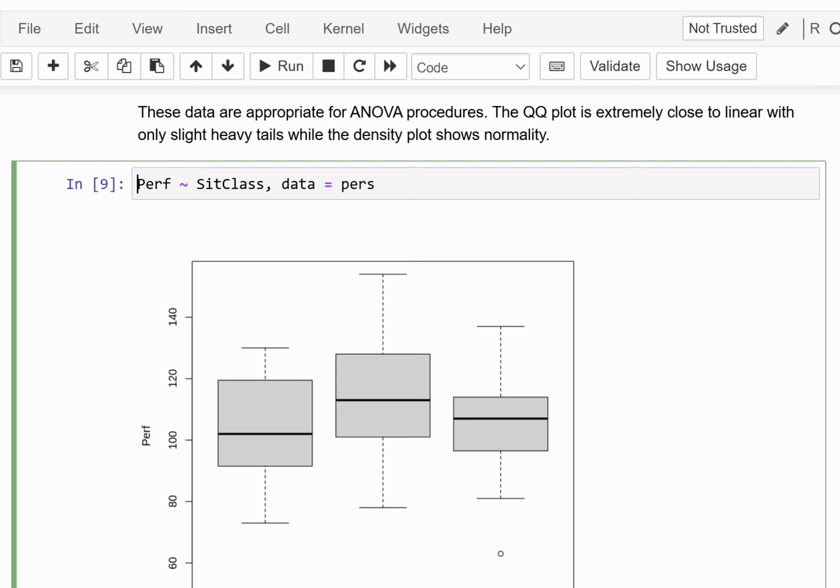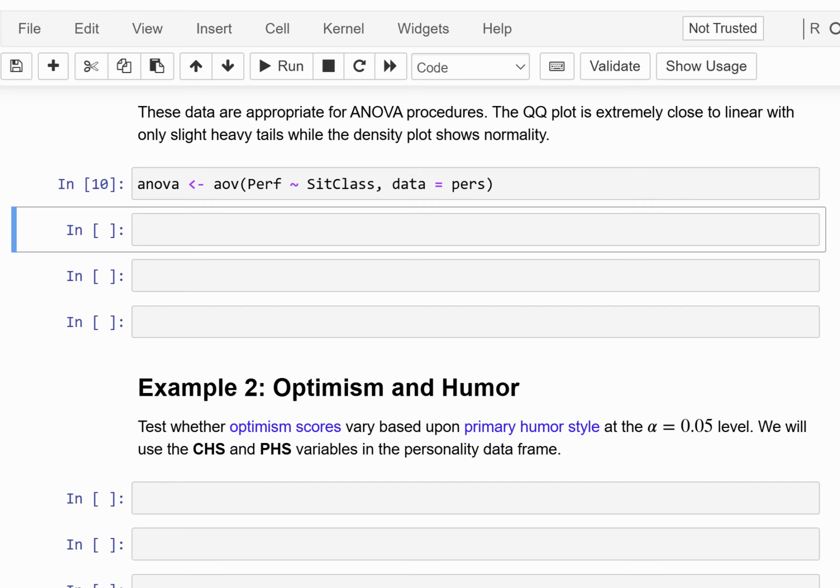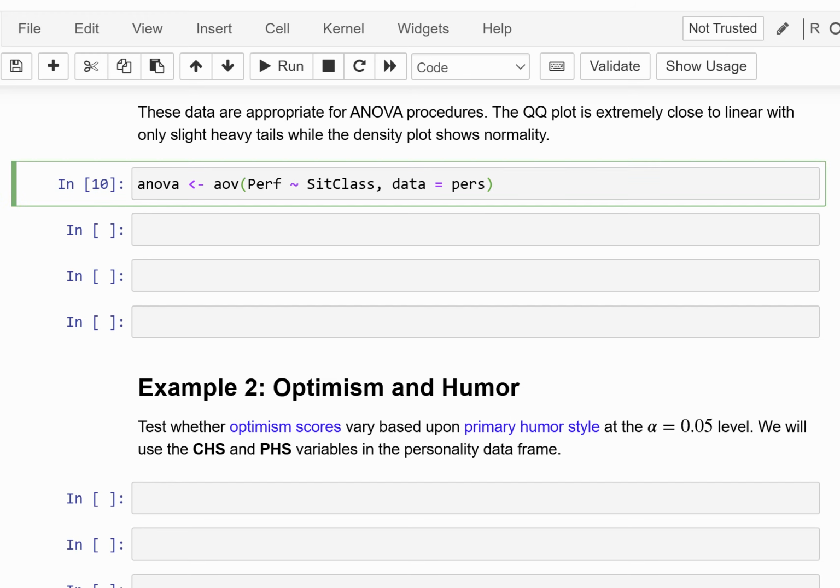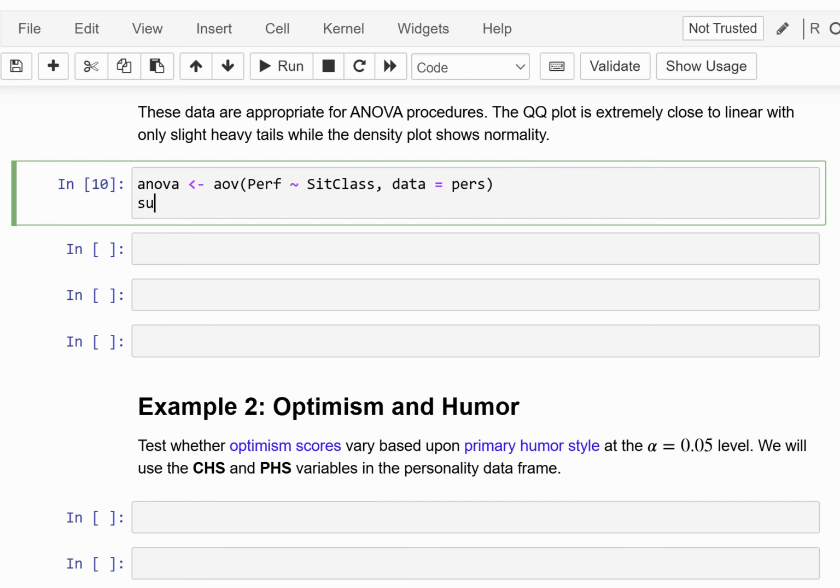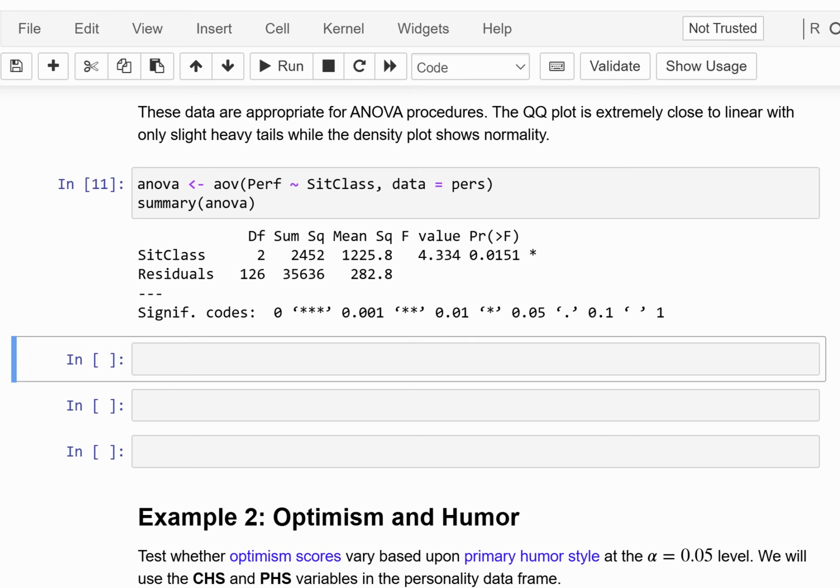So what am I going to do? I'm going to save the Anova as a variable called Anova, and then I'm going to do AOV. Okay, and that's great. I can force it to print if I want to, but I will tell you that summary Anova, the summary view, is helpful to us.